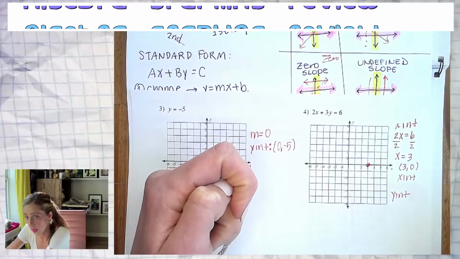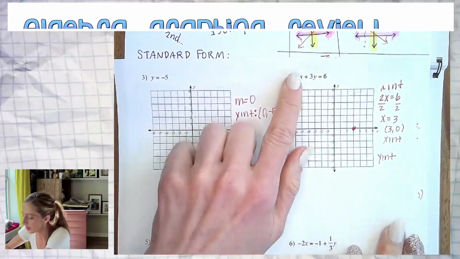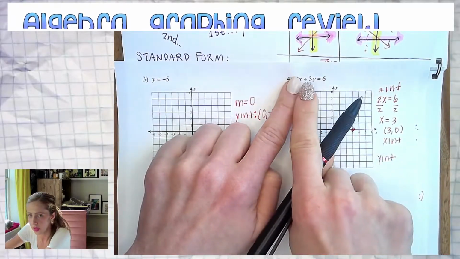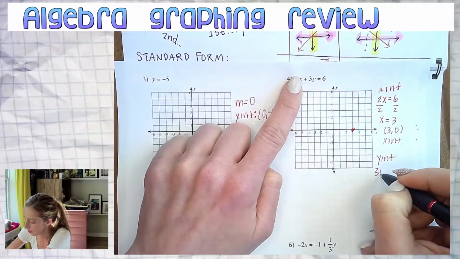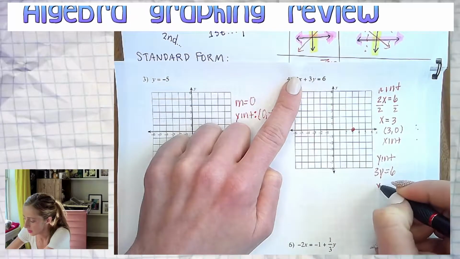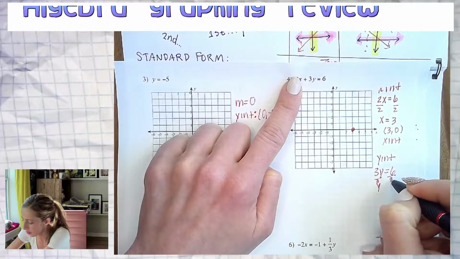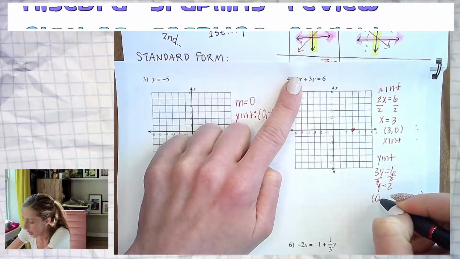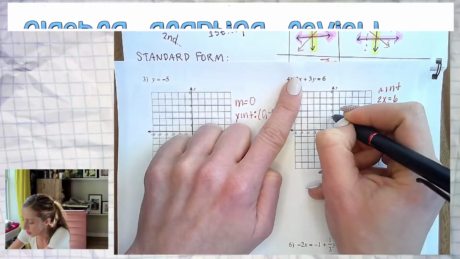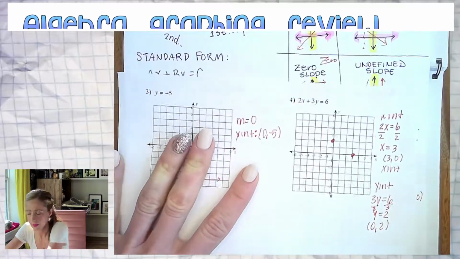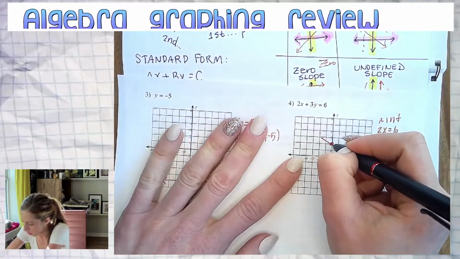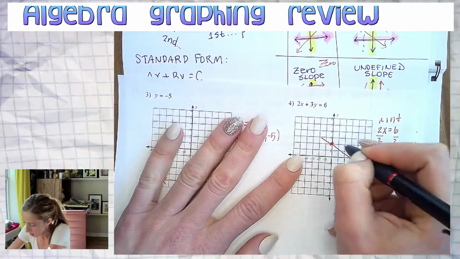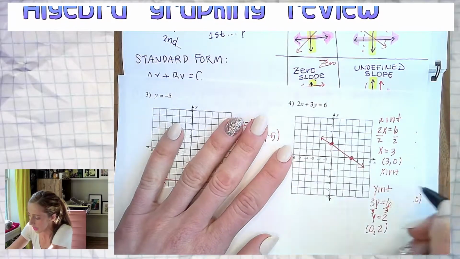What about my y-intercept? That's where we said we plug in 0 for x, cover it up. I'm left with positive 3y equals 6. Divide by 3, y equals 2. y-intercept 0, 2. Then, again, this is my cheap trick for standard form. Connect the dots, put some arrows, and we're done.